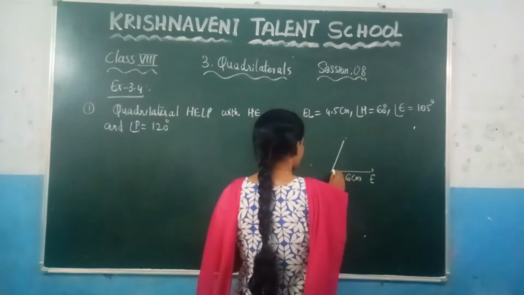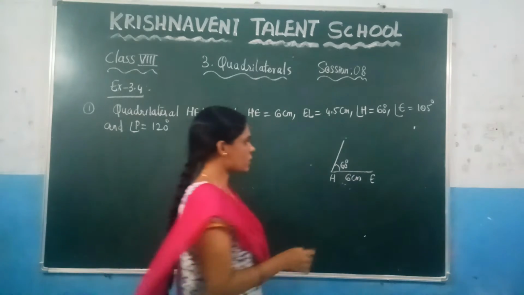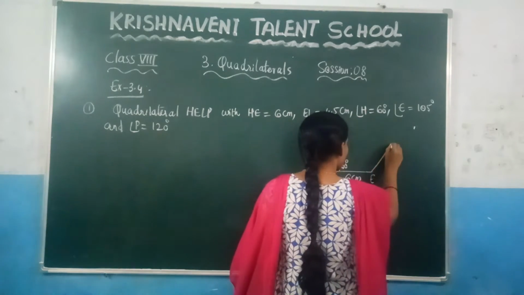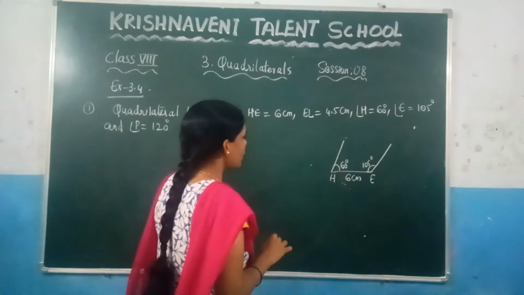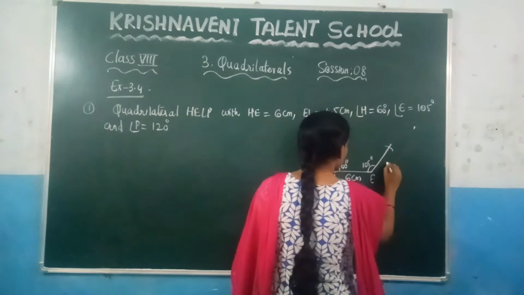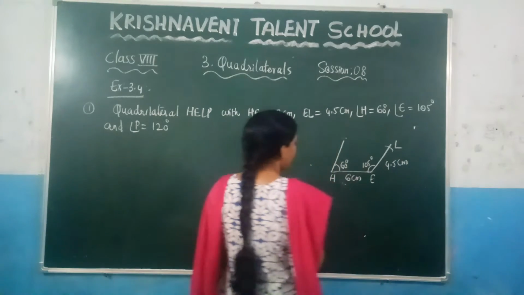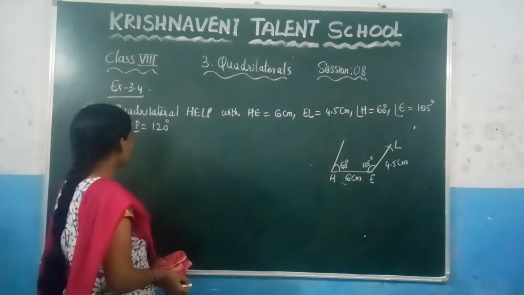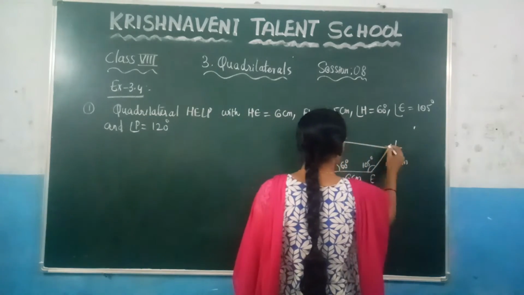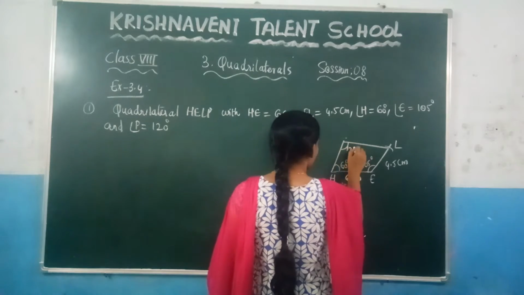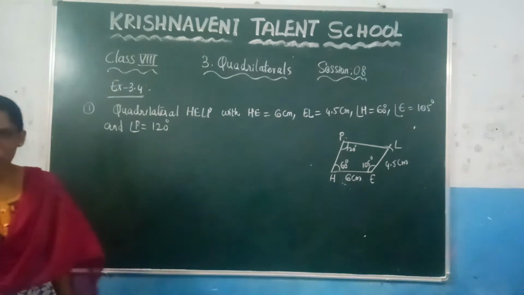So this is 60, and after that angle E is also given, which is 105. So it may look like this, 105. And after that the value of EL is given as 4.5. That means this length is 4.5. This is L. And the next angle given is angle P, which is 120. So it looks something like this, and they have given this angle as 120. Now based on this rough sketch you need to draw the quadrilateral.